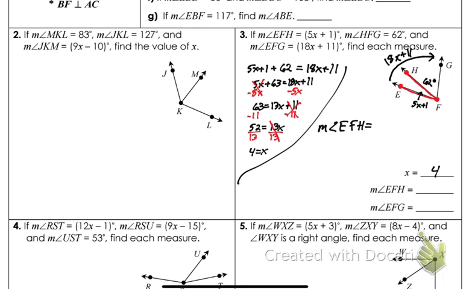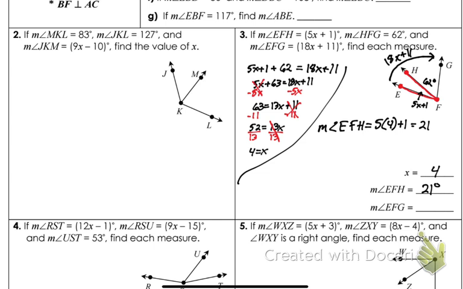equals 5x plus 1. But we know our x is 4. So instead of 5x plus 1, we're going to have 5 times 4 plus 1. I'm going to replace that x with that 4. 5 times 4 is 20, plus 1 is 21. So we're going to have 21 degrees.